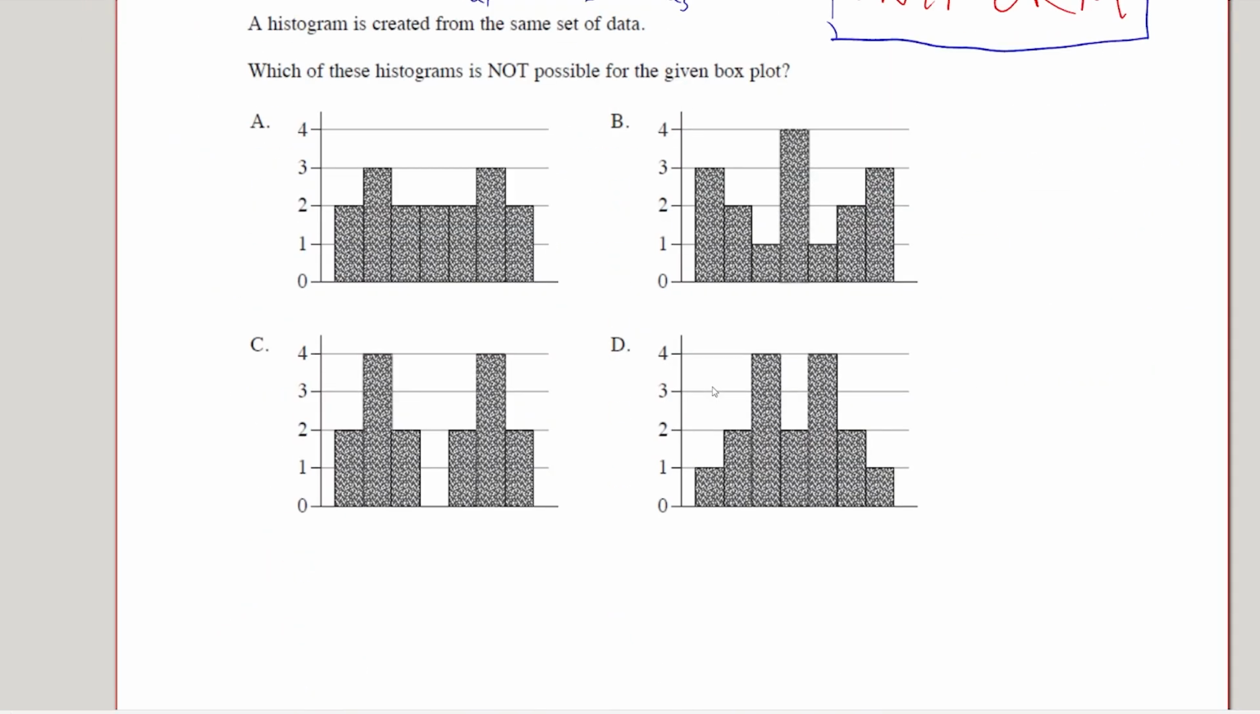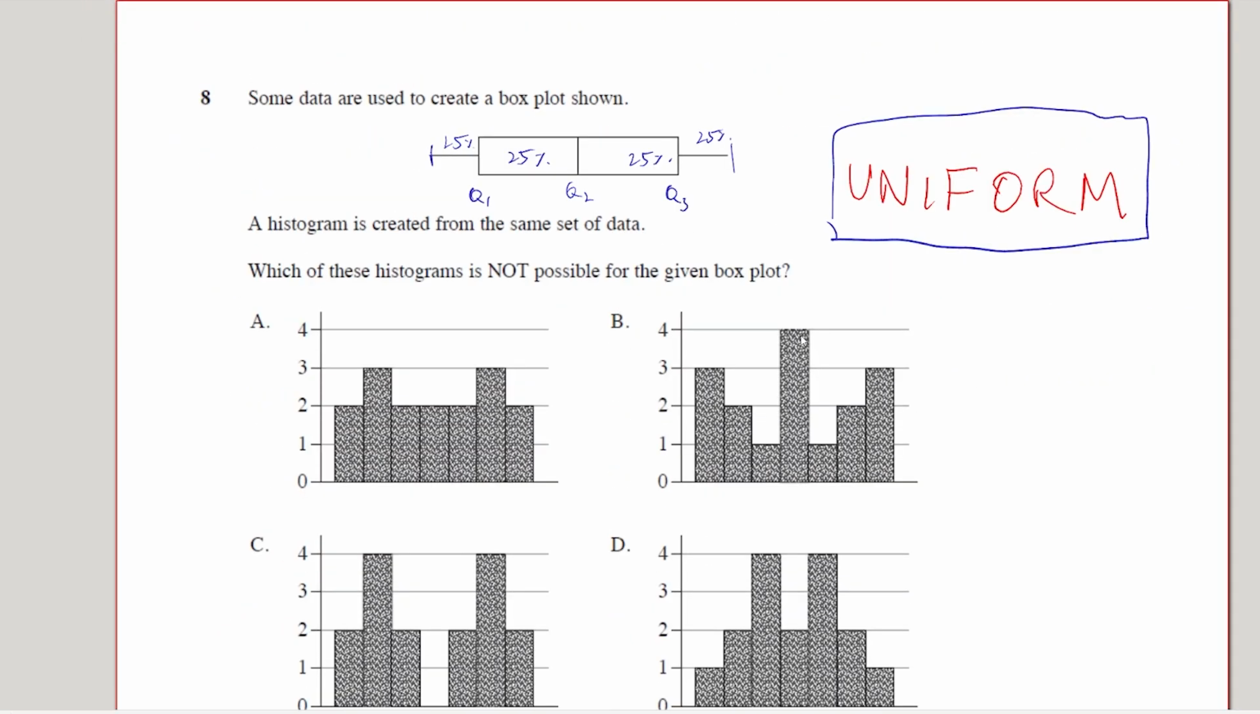So now the question says, which of these histograms is not possible? Okay, which of these histograms is not uniform? That's what we're looking for. Okay, so at first you might say, B doesn't look uniform. But let's have a look at B. Okay, so most of the data is concentrated here.